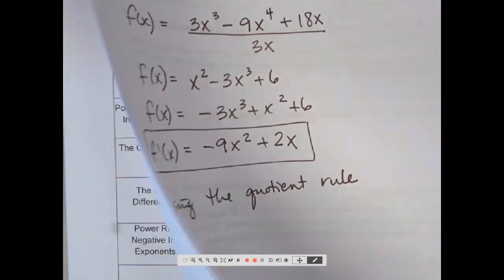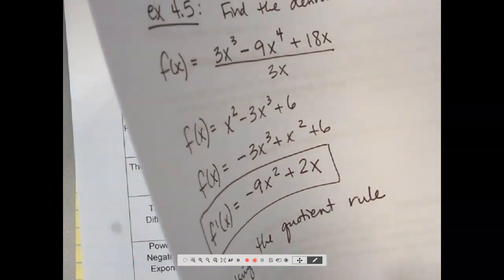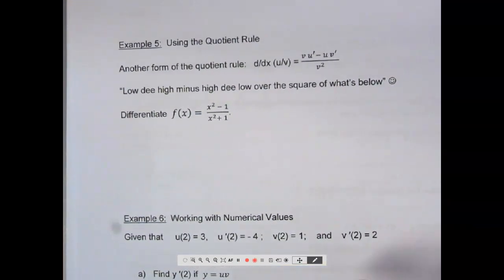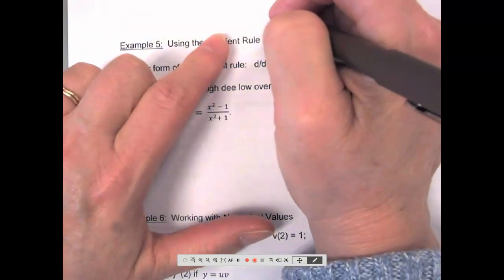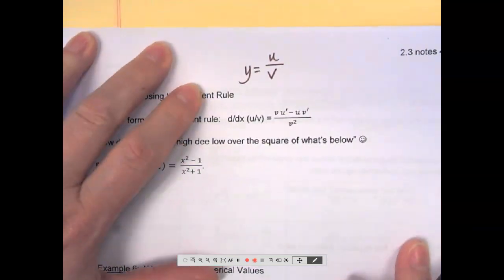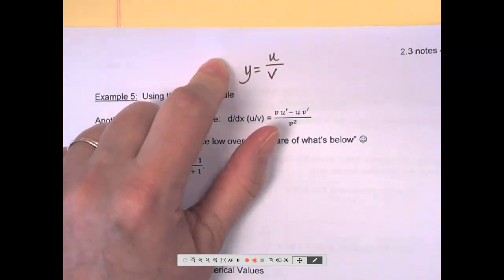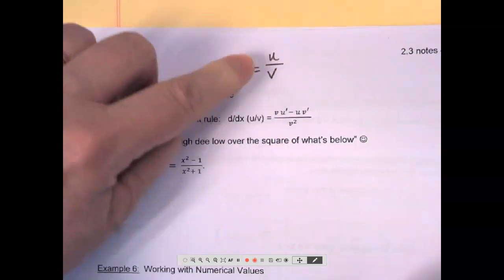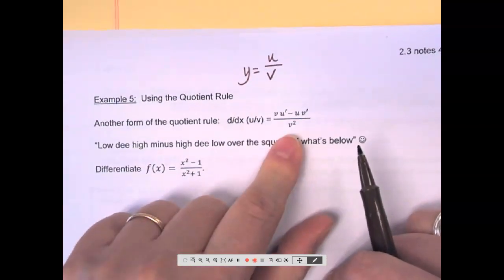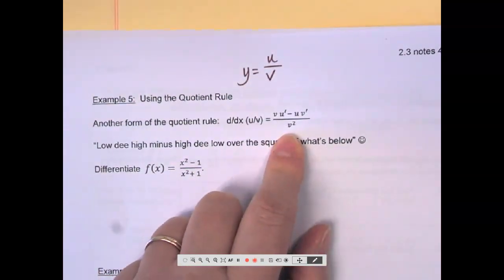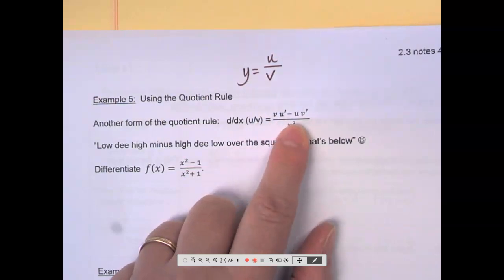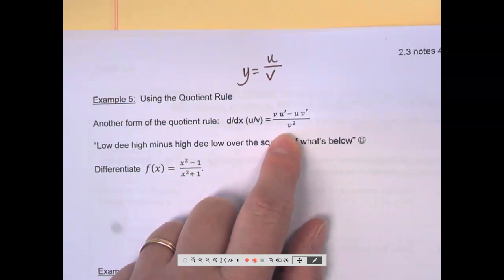Okay, let's look back and I want you to see what this crazy quotient rule looks like. What I am taking a derivative of is a function that is a quotient, a fraction, division. And I'm calling this u over v. Here's how we find the derivative with the quotient rule. It is v u prime minus u v prime over v squared.